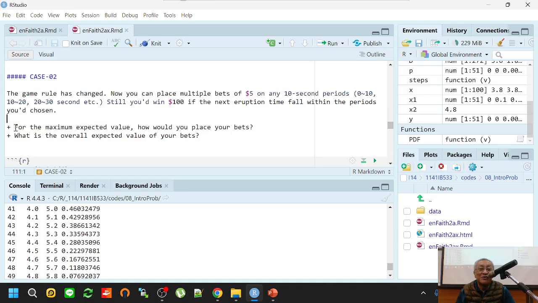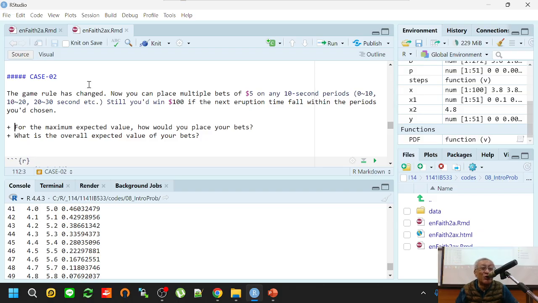So now we want to find the best strategy. What is the best strategy? It's the strategy that would generate the largest expected value, right? But in order to do that, you need to first calculate the probability of every 10 seconds.